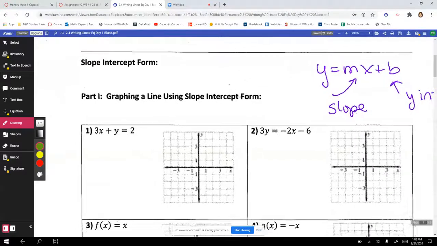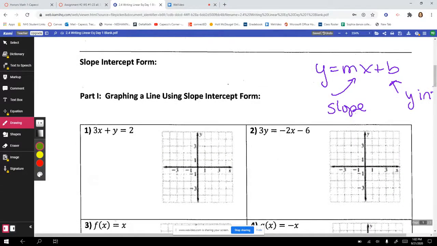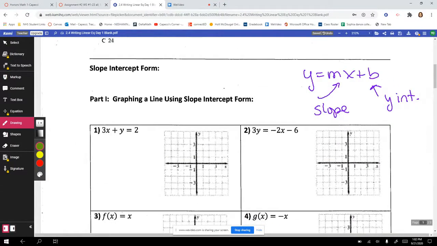We're going to do slope-intercept form, which again is seen a lot. You probably spent a lot of time with this in Algebra 1. It shows up in a lot of different courses, so we're going to make sure you're all set. So it says graph a line using slope-intercept form. Here's slope-intercept form: y is equal to mx plus b. The m is my slope. My b is my y-intercept.